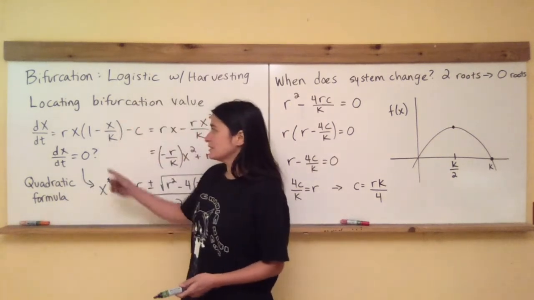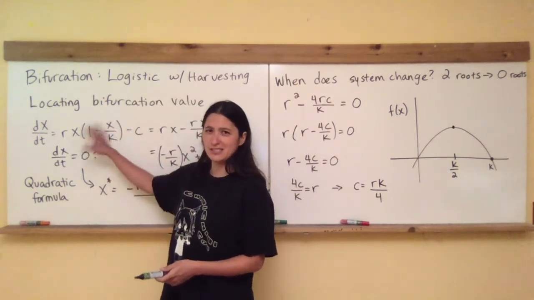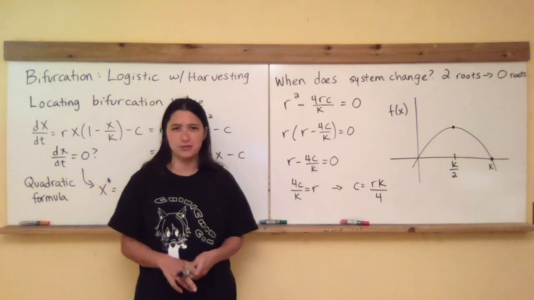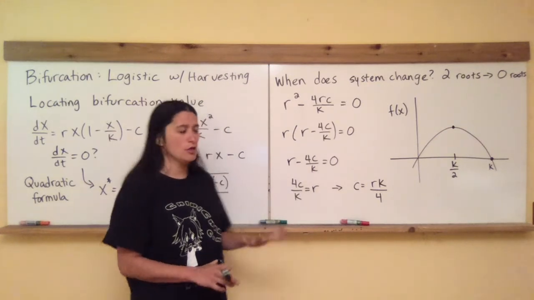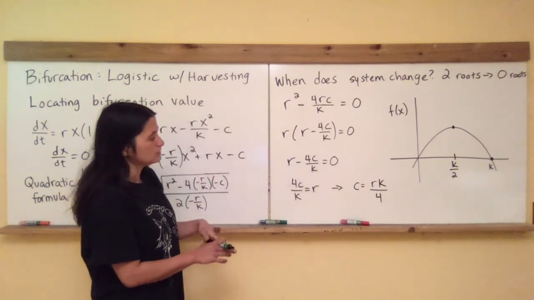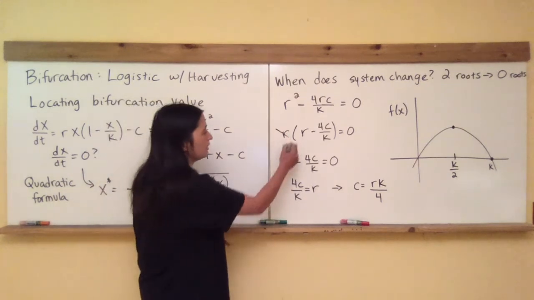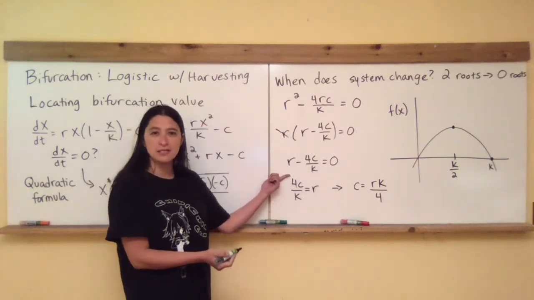Because if r is equal to zero, it kind of messes up my whole logistic situation. It says that the population isn't growing at all. So barring the fact that r is equal to zero, I'm just going to divide through by it. And that's how I get this statement right here.